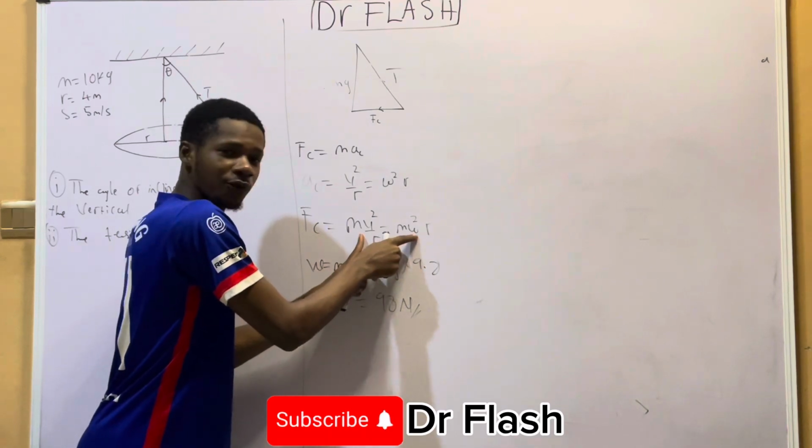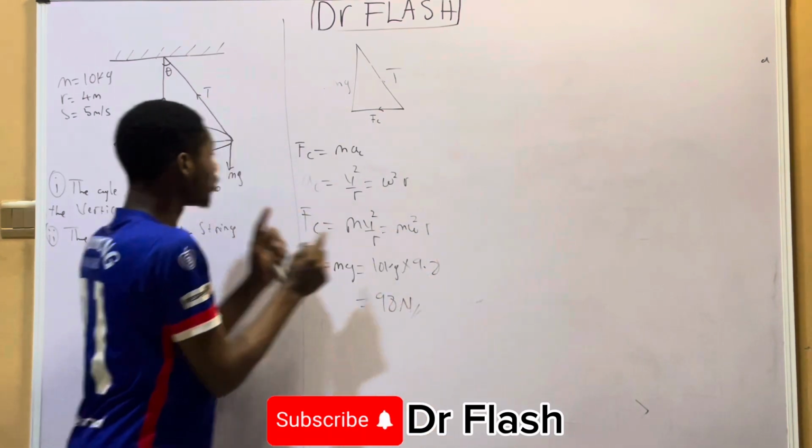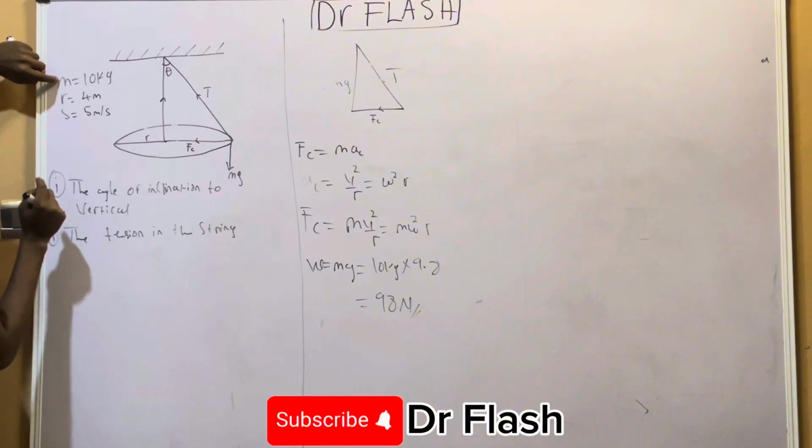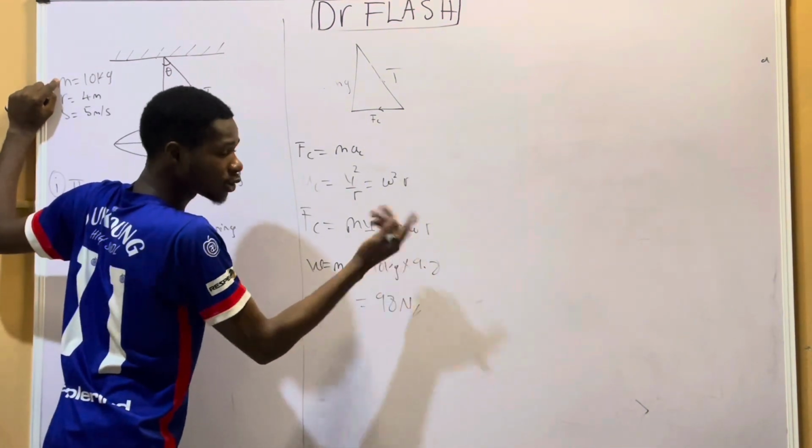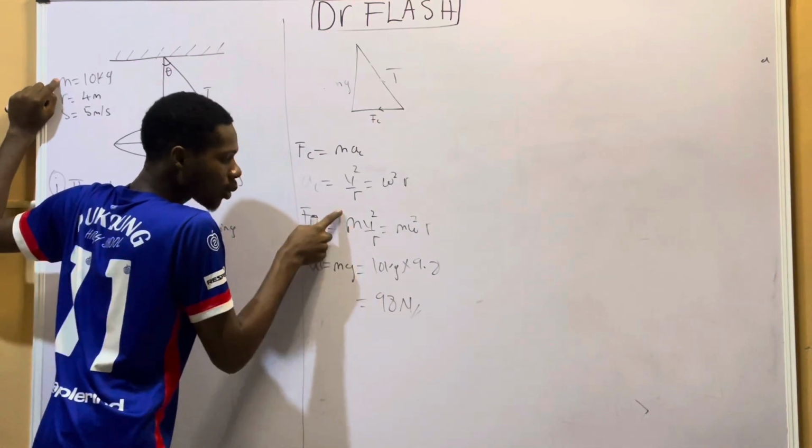We do not know the value of omega, but we're given m and r from the question: m as 10, r as 4. But we don't know the value of what now? This guy, so we cannot make use of this formula. Let's come to this. We are given m and r.